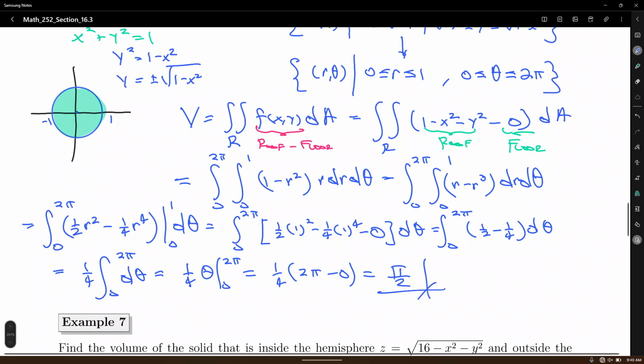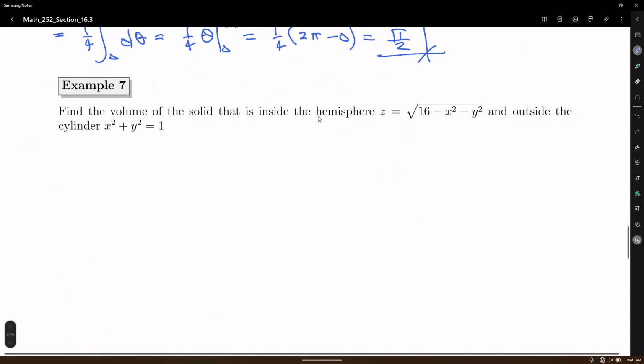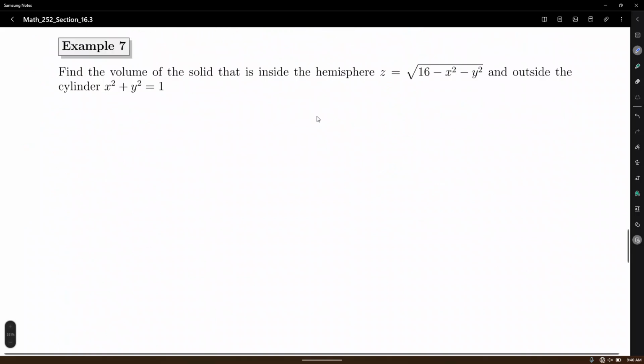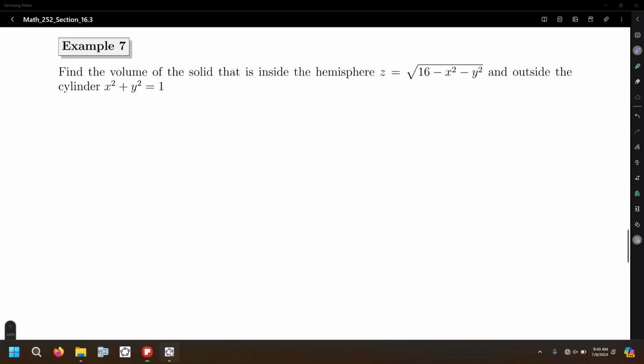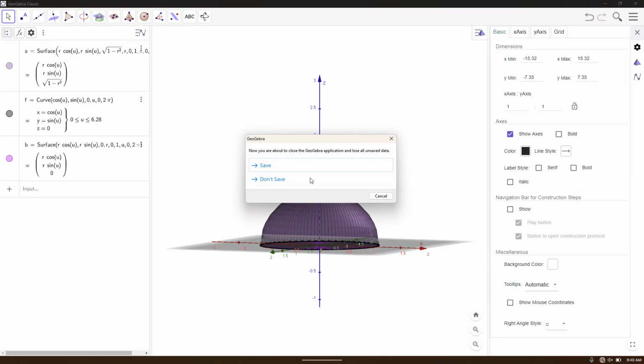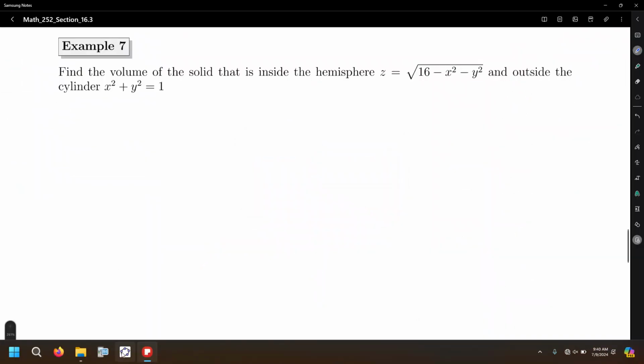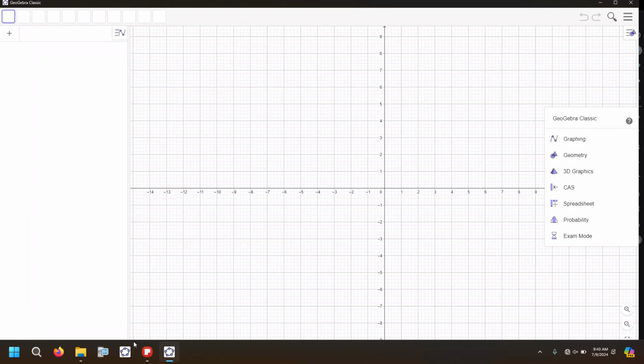Let's have a look at another volume problem. Why not? So, let's see. Find the volume of the solid that is inside the hemisphere, z equals the square root of 16 minus x squared minus y squared, and outside of the cylinder, x squared plus y squared. So, let me open a new GeoGebra problem here. Essentially we want to look at the intersection between what's that?